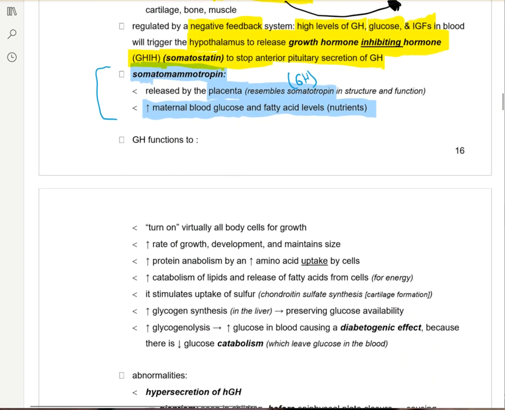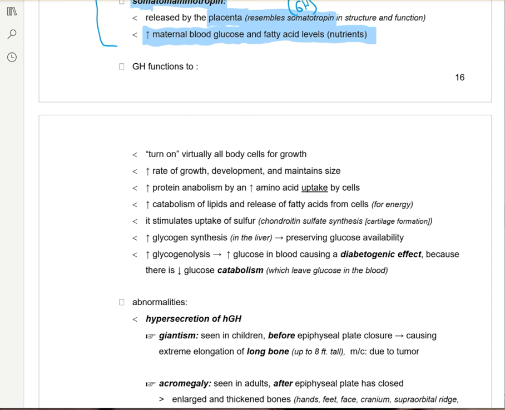Okay, so what does growth hormone function to do then? If we think about what we just talked about, what are all the functions of growth hormone? So, first, it turns on almost all body cells for growth. That makes sense. Almost every body cell is a target cell for growth hormone. It increases the rate of growth, development, and it maintains size. So even when you're an adult, you have growth hormone released to maintain the size of the structures that you have right now. So that's important.